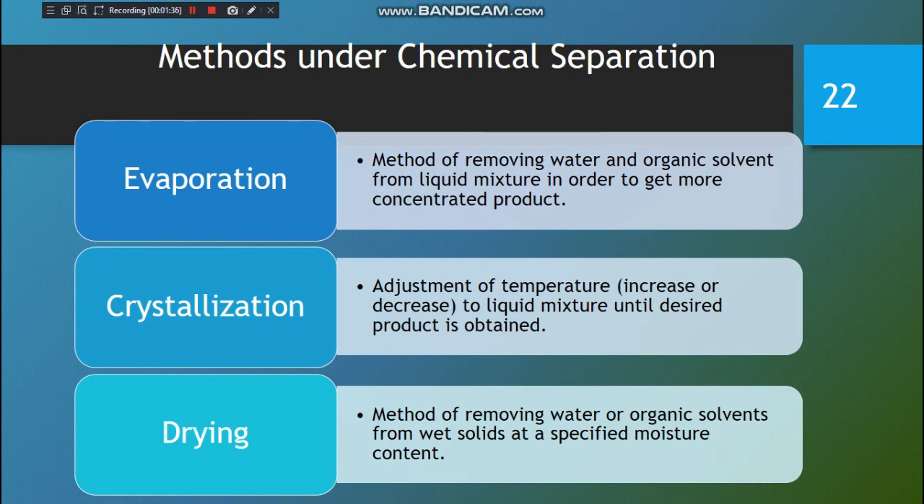So based on these statements concerning the evaporation process, it can be understood that the mixture is in a liquid form or a homogeneous type of mixture. Therefore, the concept of evaporation can be summarized as a method of removing water, which acts as a solvent, or organic solvent from a liquid mixture. The evaporated water or organic solvent is discarded or dispersed to the atmosphere, leaving the desired product in a more concentrated form. So that is the description of the evaporation process.